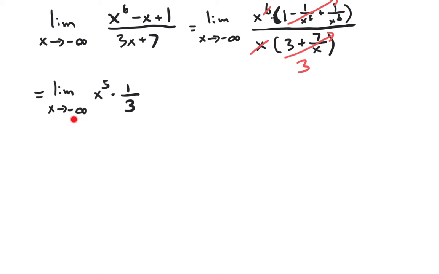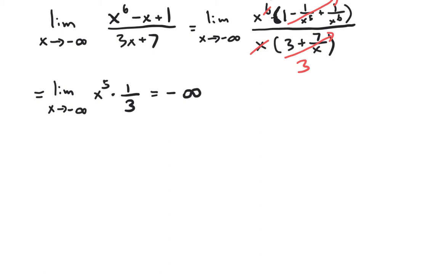So as x approaches negative infinity, we have numbers that are negative getting raised to the 5th power. So here we get negative times negative times negative times negative times negative. So that's an odd number of negatives since we have an odd power. So our numbers here are going to be negative. So as x approaches negative infinity, x to the 5th approaches negative infinity. So this is going to be negative infinity times 1/3, which is still negative infinity.